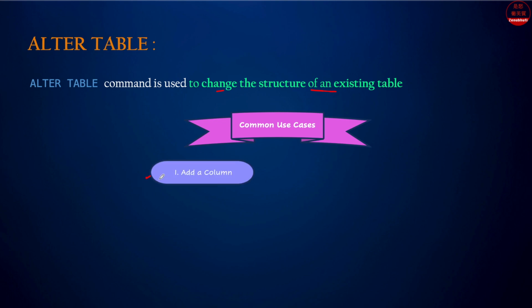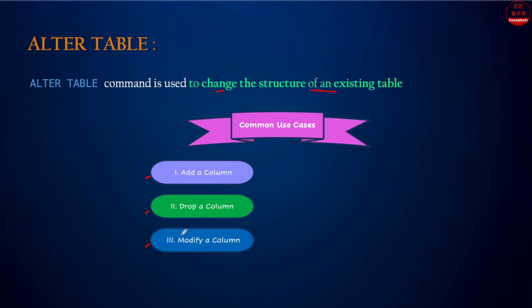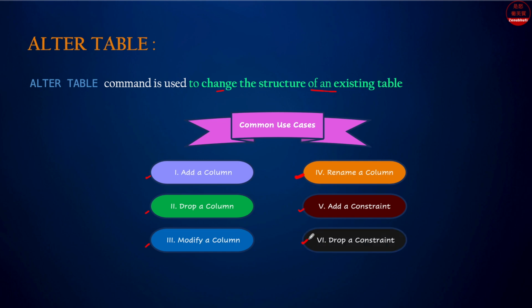First one is adding a column, dropping or deleting a column, then modifying a column. After that we are going to study how to rename a column, then adding a constraint to a column, dropping a constraint from your column, and then renaming the table name. Now we are going to study each of these topics in detail.